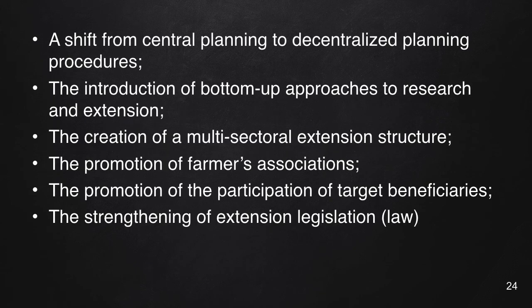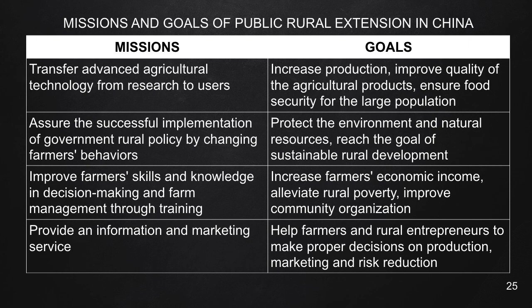First, a shift from central planning to decentralized planning procedures. The introduction of bottom-up approaches to research and extension, the creation of a multi-sectoral extension structure, the promotion of farmers' associations, the promotion of the participation of target beneficiaries, and the strengthening of extension legislation, which is the law. Rural extension is a public sector service and its missions and goals reflect the importance of agricultural and rural development in China's overall economic development.